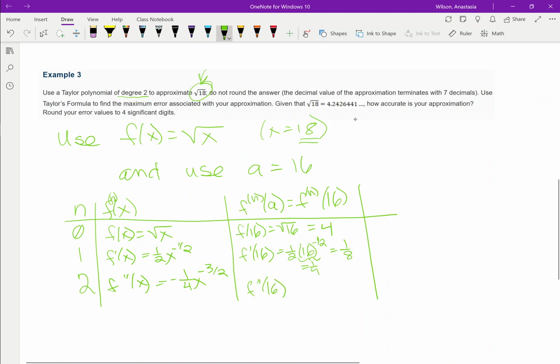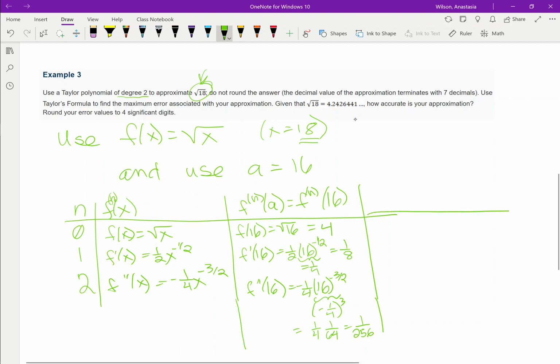F double prime of 16 will have a negative 1/4 times 16 to the negative 3/2. So now we have 16 to the negative 1/2, which is going to be a 1/4 like what we saw up here, but then we are cubing it. So this would be 1/4 cubed, which is 1/64, and then times another 1/4, that gives us 1/256. Sorry, I am thinking of too many things.